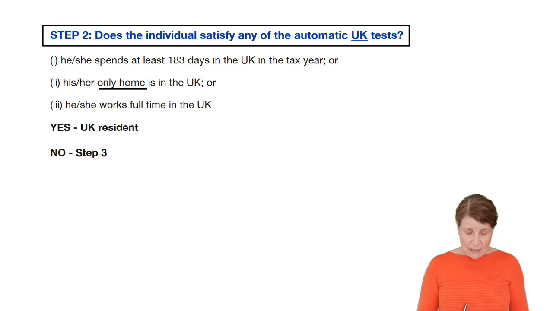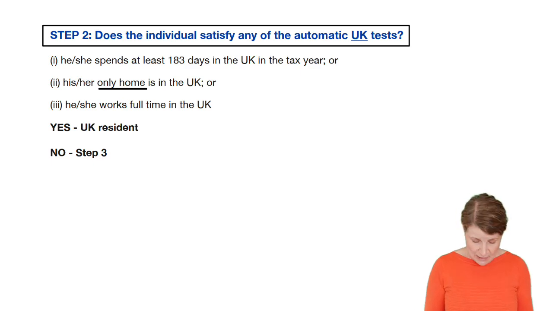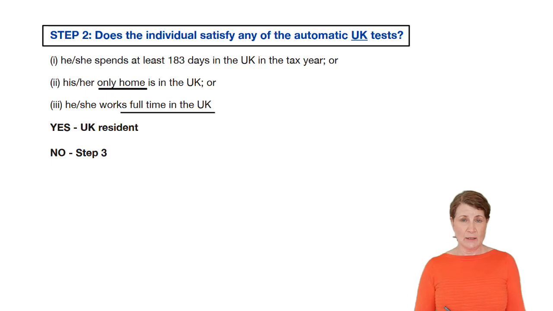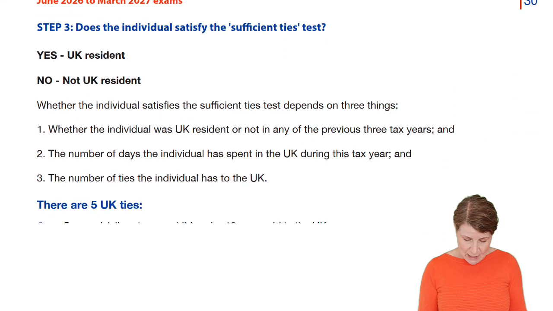And the third one is to do full-time work again. So this time is if you work full-time in the UK, then you are automatically UK resident for that tax year. And if the decision has been made that you are automatically UK resident under step 2, then once again it means that we don't have to go on to step 3. But if you don't satisfy any of those tests, so you're not automatically overseas resident, you're not automatically UK resident, we've got to go on to step 3. And step 3 is known as the sufficient ties test.